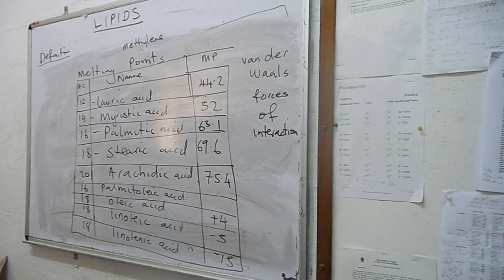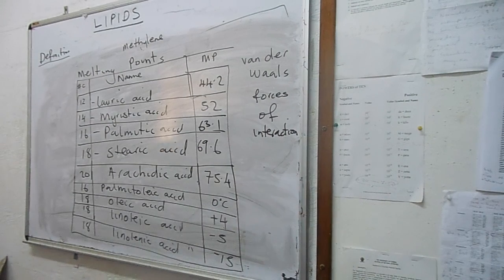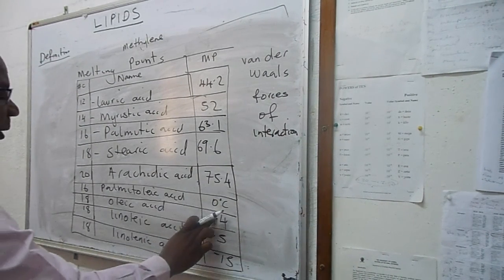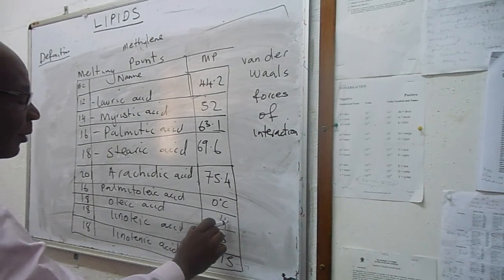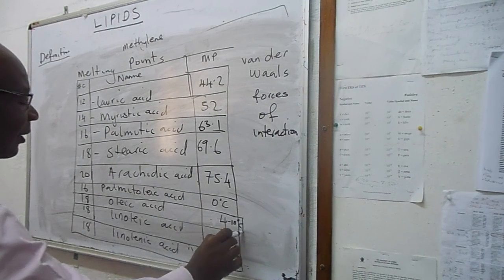If you further look at palmitoleic acid, did I include palmitoleic acid? Palmitoleic acid is 0 degrees Celsius. Oleic acid is in the range of 4, actually some books will give up to 10 degrees Celsius, somewhere there.